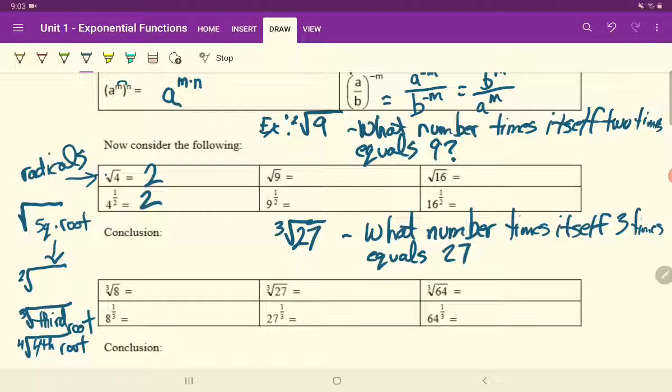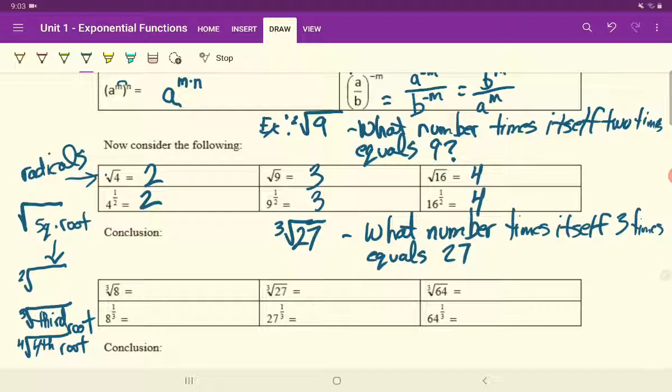Square root of 9 is 3. Pull out your calculator, do 9 to the power of 1/2, and you'll also get 3. So they're equivalent. Whether I show it as a square root or as to the power of 1/2, they actually mean the exact same thing, mathematically. Square root of 16 is 4. 16 to the power of 1/2, you'll find, is also 4.